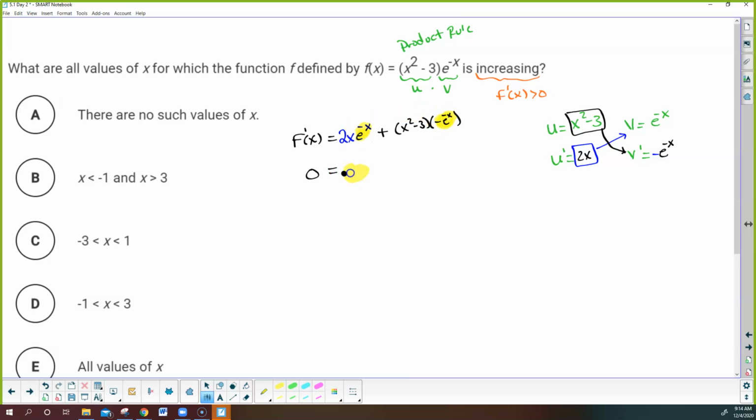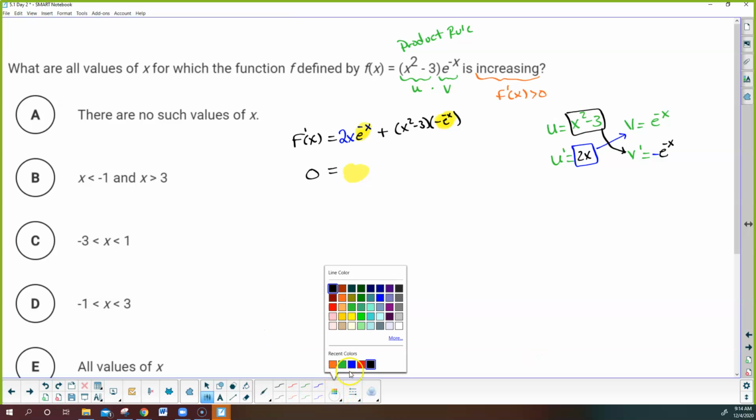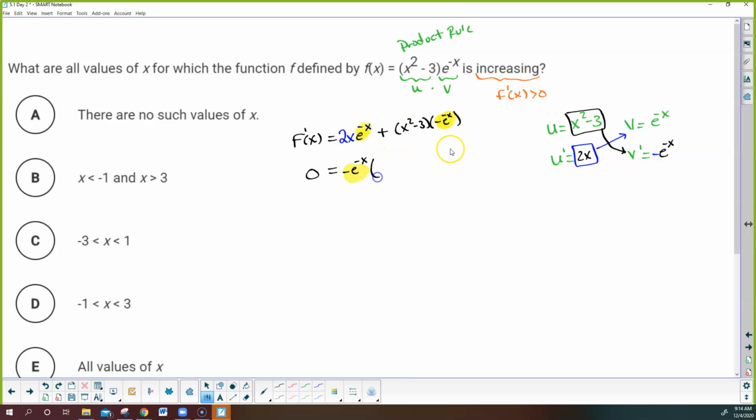So I'm going to take a negative e to the negative x away from both pieces. Right? When I do that, this 2x, if I take a negative away from it, it's going to be negative 2x. And then since I'm taking the negative e to the negative x out, we're left with just x squared minus 3.